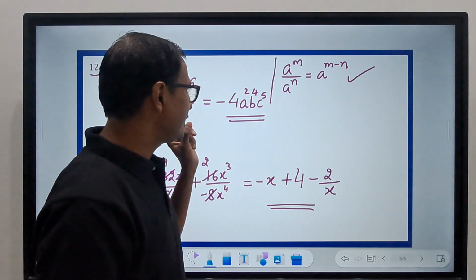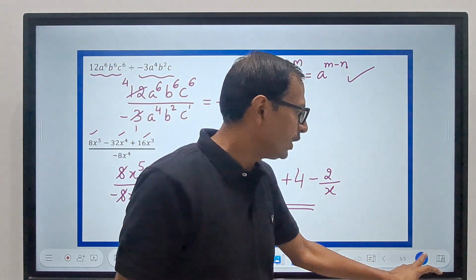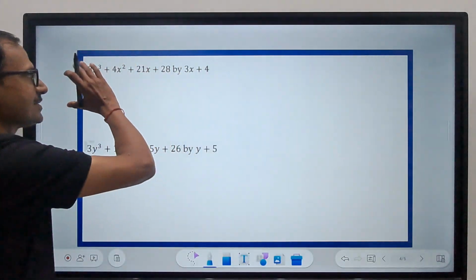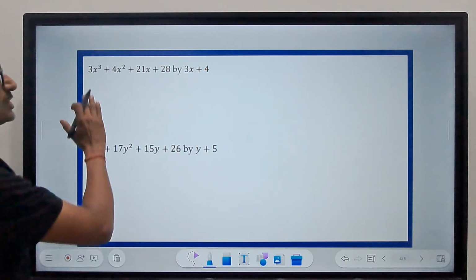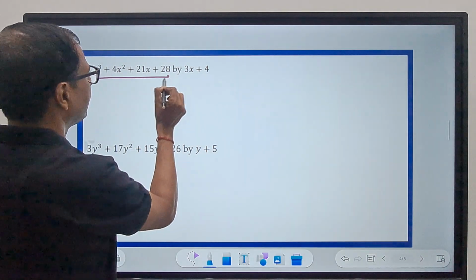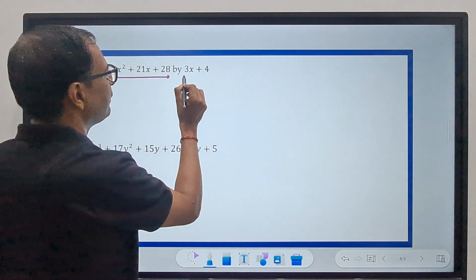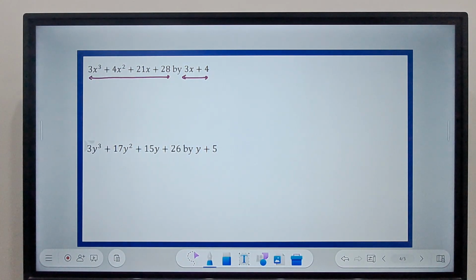And if you know how to divide monomials, we can definitely do the long division method, which is here, this question. Now watch out. This question is a 4-term polynomial to be divided by a 2-term polynomial. So we have to do this now.